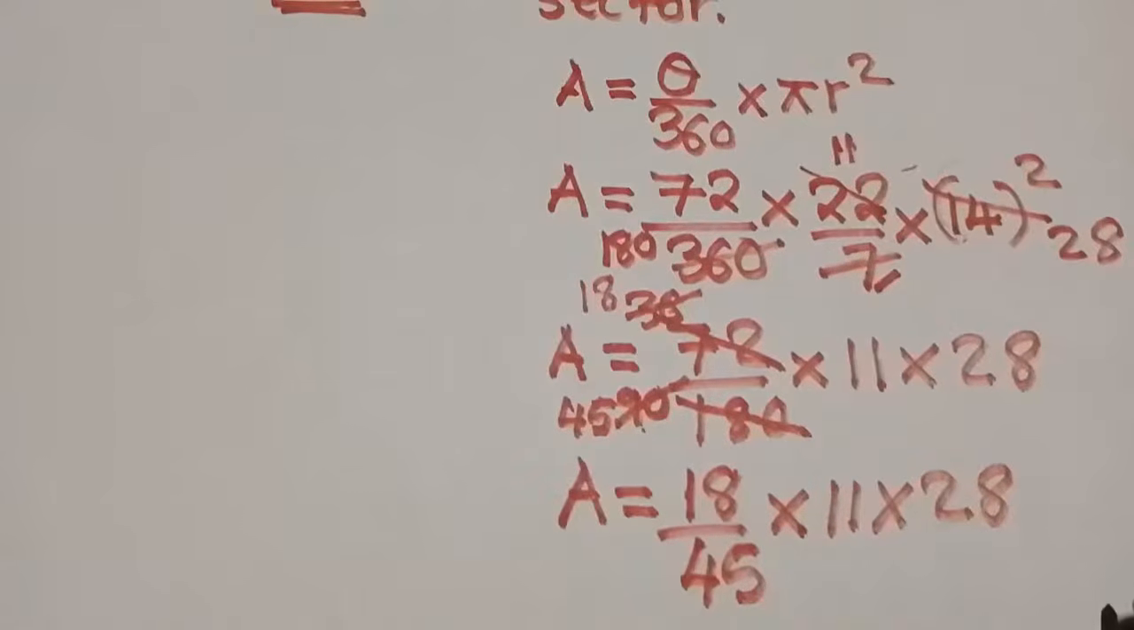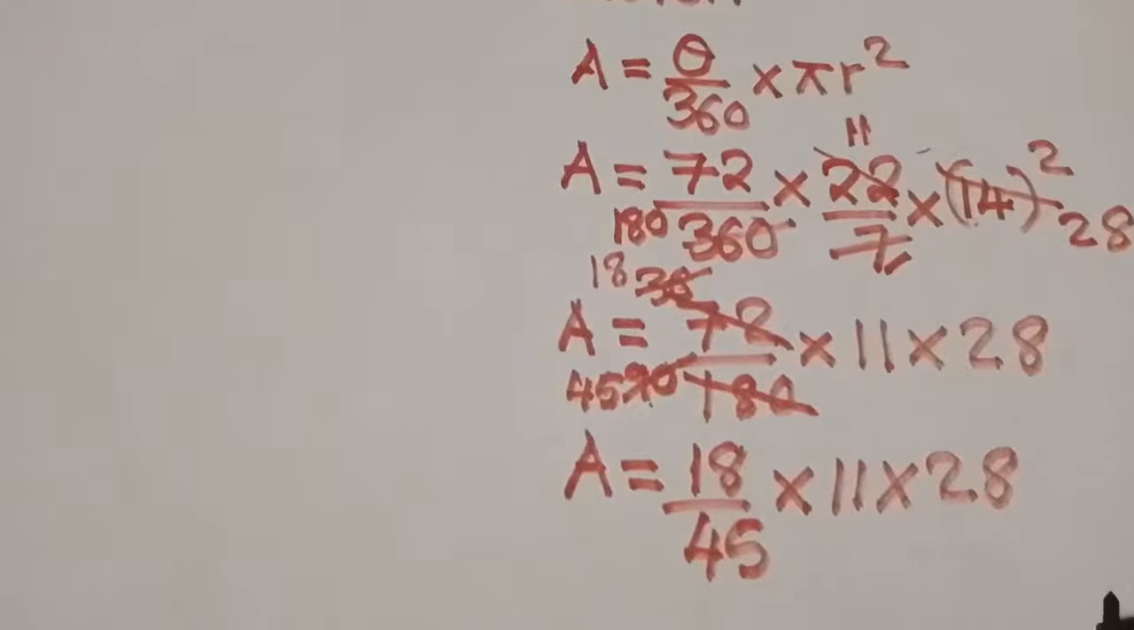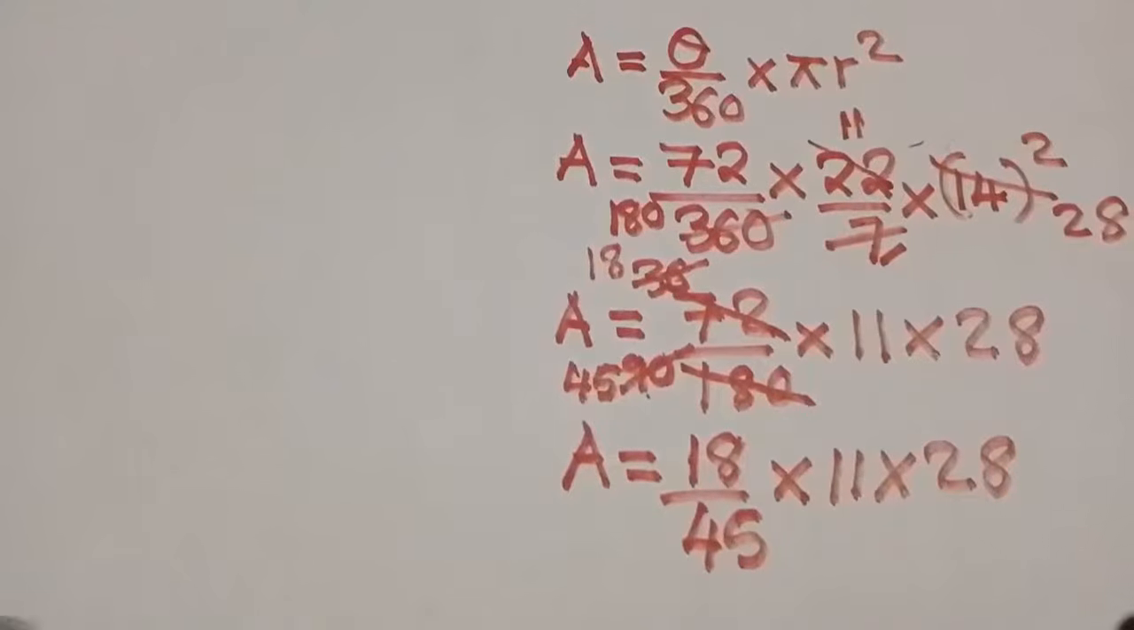You follow these procedures. So these are the procedures that you are going to put into consideration. So you say now 18 times 11 times 28, what are you getting? When you do all these calculations that I've put here, what answer are you going to get?